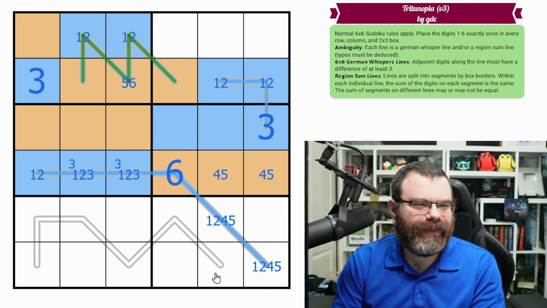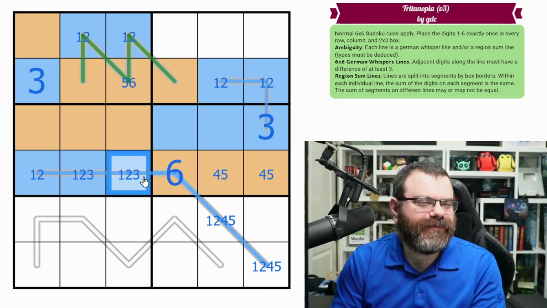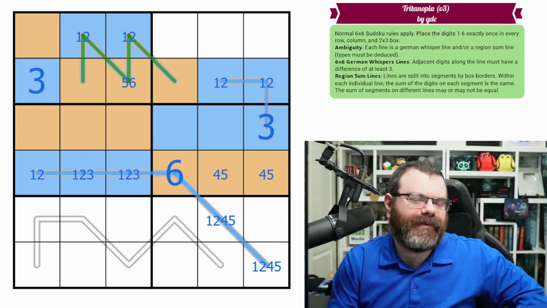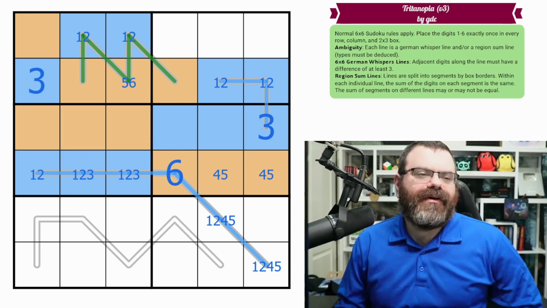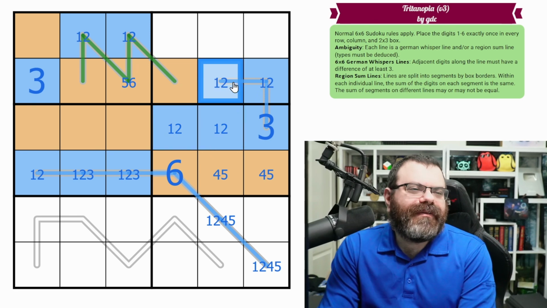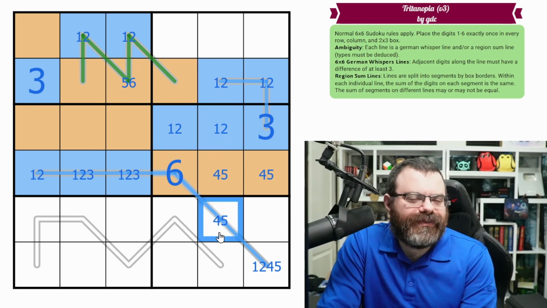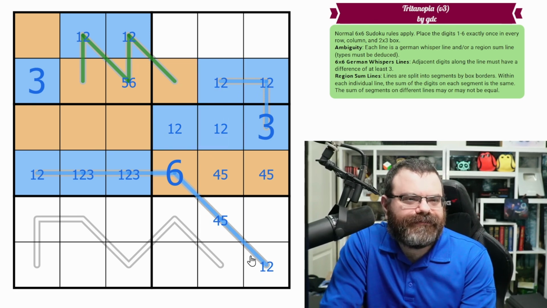I don't need those 3s cornered. This is 4, 5, 6. I don't really like marking when it can be any of them. Oh, this is 1, 2, and that's actually important. That makes a 1, 2 pair here. So this can't be 1 or 2, meaning this can't be 4 or 5.